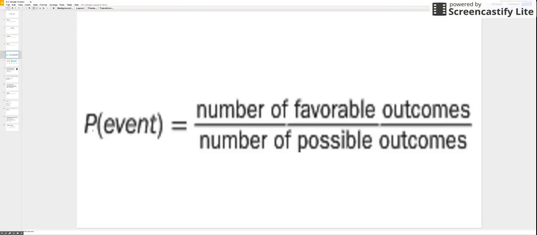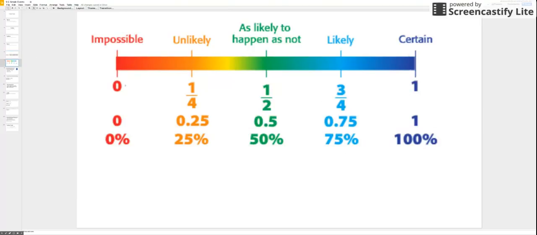The probability of some event occurring is equal to the number of favorable outcomes over the number of possible outcomes. So the top is really what you want out of the total outcomes. This is a scale that we use when we talk about probability. If it's 0%, then it's impossible. If the probability is 50%, then it's as likely to happen as not. If it's 100%, then it's certain. If it's between 0 and 50%, it's unlikely. If it's between 50 and 100%, then it's likely.